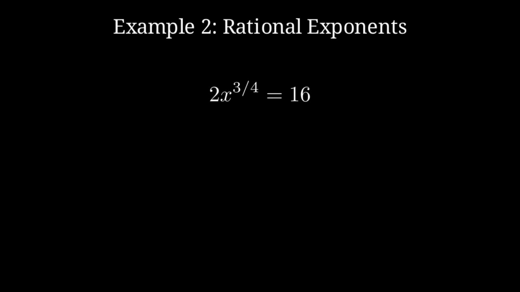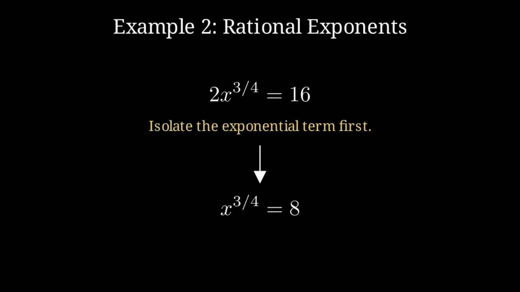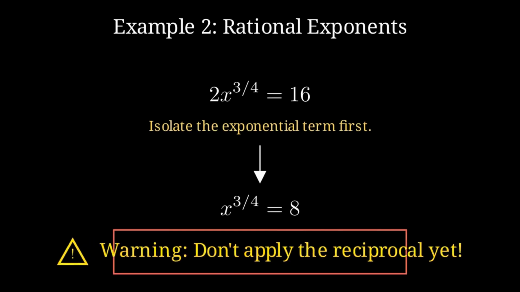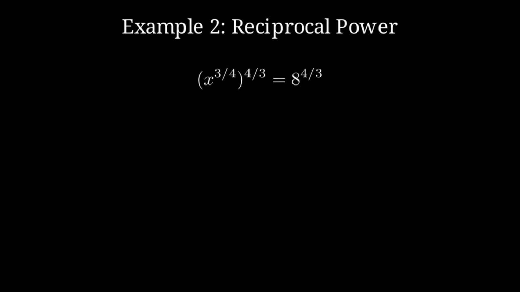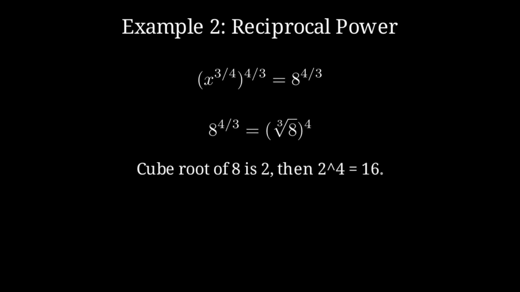In this example, we must isolate the term with the exponent before applying the reciprocal. We divide both sides by 2 first, resulting in x to the 3/4 power equals 8. Now we are ready for the reciprocal. We raise both sides to the 4/3 power. To calculate 8 to the 4/3, we take the cube root of 8, which is 2, and then raise 2 to the 4th power. Our solution for x is 16.